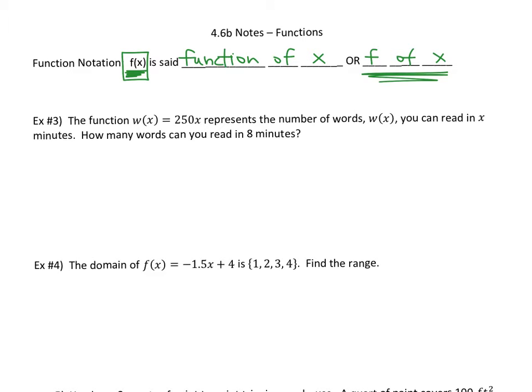All right, so the first example with these, okay? It says the function w of x equals 250x. Here's what I need you to understand. Are you all listening? Because if you don't get this, it's going to be really confusing.